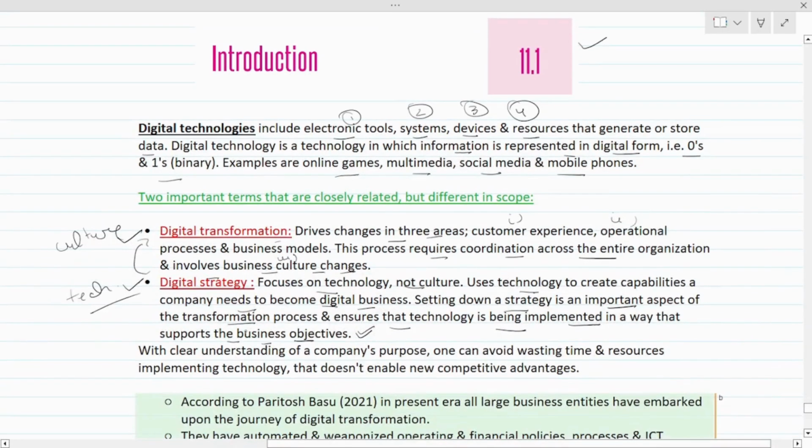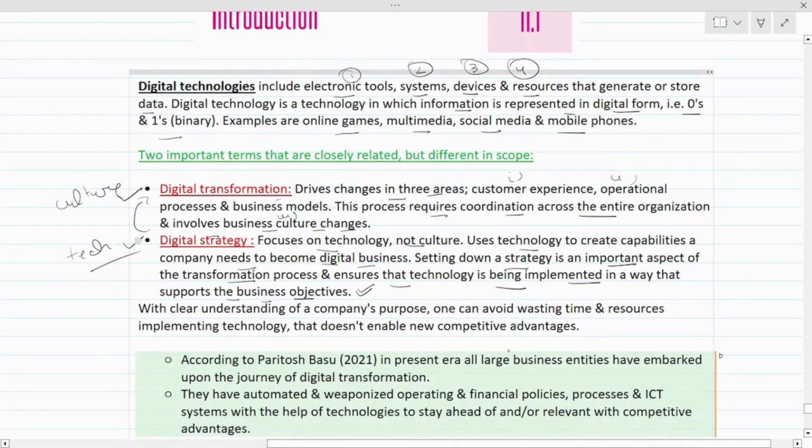With a clear understanding of the company's purpose, one can avoid wasting time and resources implementing technologies that don't enable new competitive advantage. So what can you avoid if you have a clear understanding of the company's purpose? You can avoid wasting time and resources on implementing technology that won't let you enable new competitive advantage. So if you need to gain a competitive advantage, you need to have a clear understanding of the company's purpose.